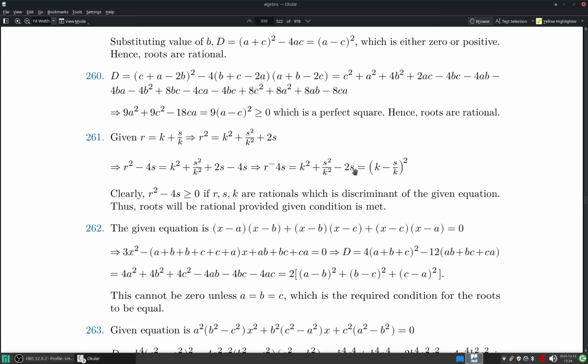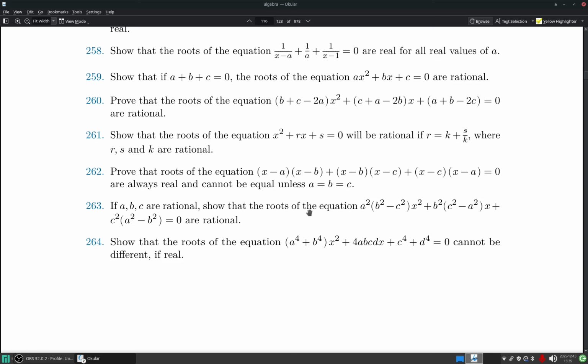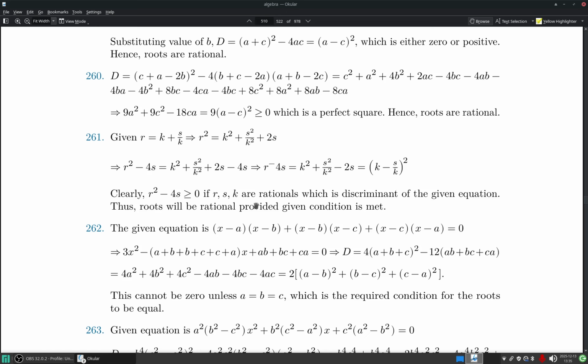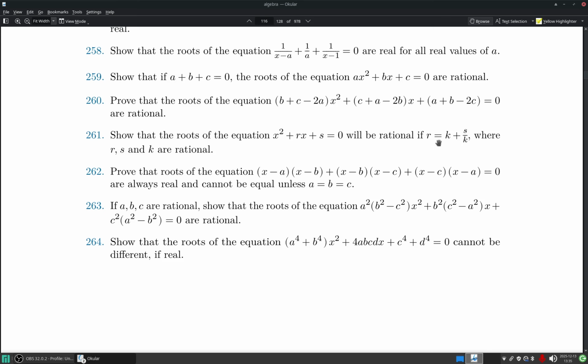Now if you see, this should be r square minus 4s. This is greater than or equal to 0 if r and k are rational, and it is the discriminant of the given equation. The discriminant is r square minus 4s, so the roots will be rational, provided this given condition is met.